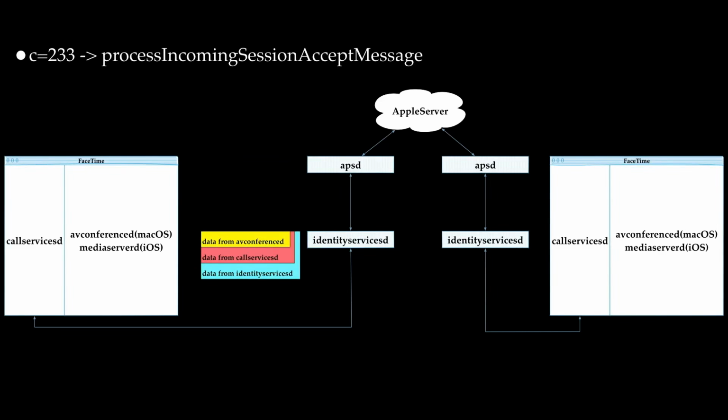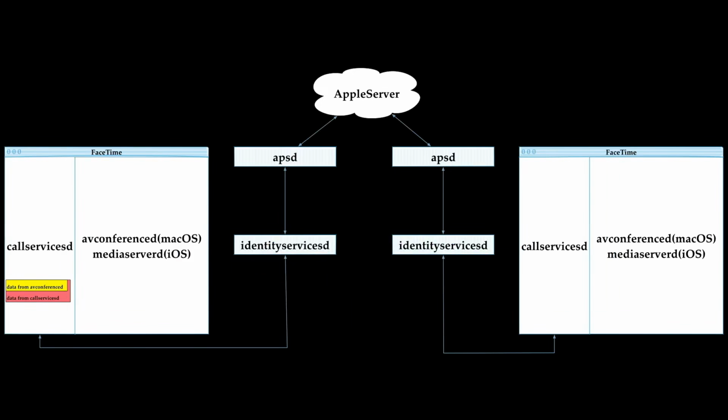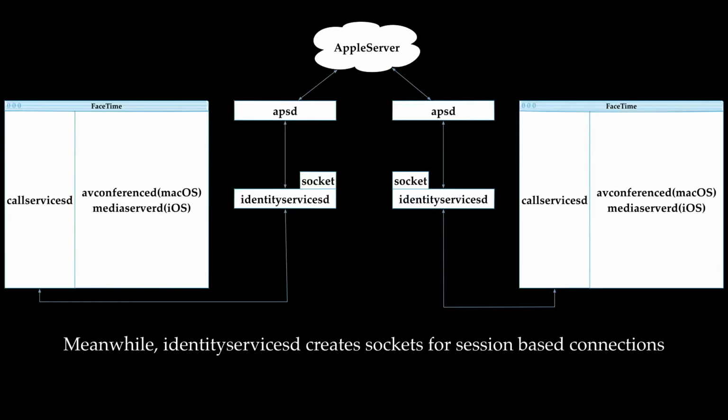And now the value of key C is 233, which means this notification is an accept message and tells our local side that the callee has already accepted your invite. And IdentityServicesD will pass the data to CallServicesD. CallServicesD will pass the media blob and SK blob of the remote side to AVConferenceD. And now the information we need to make a connection has been exchanged. And meanwhile, IdentityServicesD will create sockets for session-based connections.